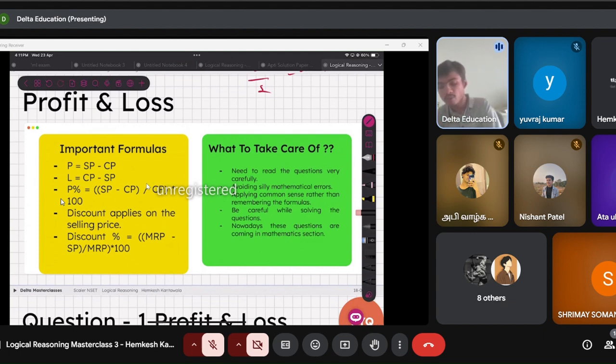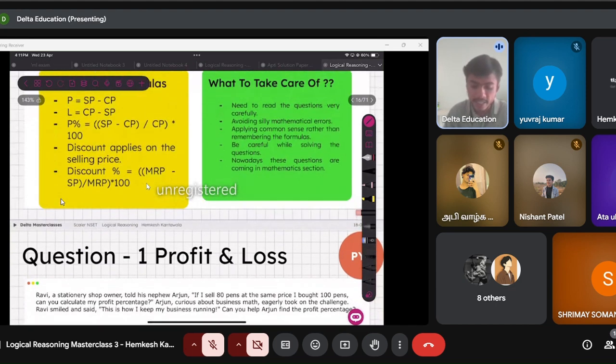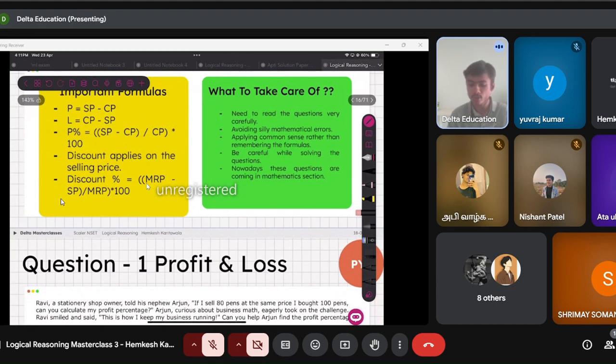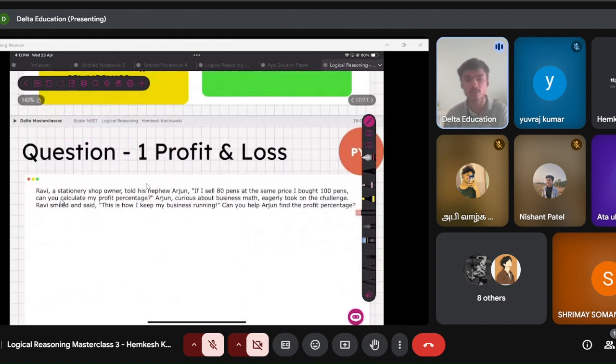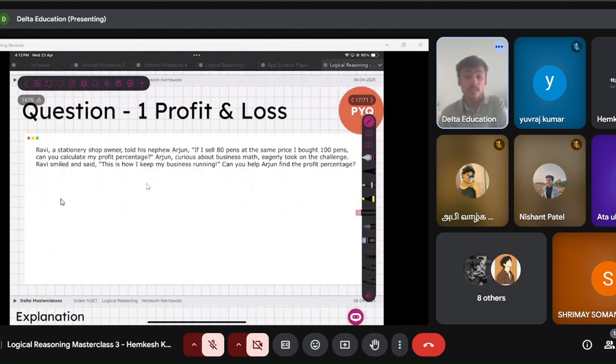Now, what are the points you need to take care of while doing profit and loss questions? Basically, these are simple calculative questions. You need to make sure that you do not make any silly mathematical errors. Read the questions carefully, and yes, this topic is good to go. Now let's start with this question.